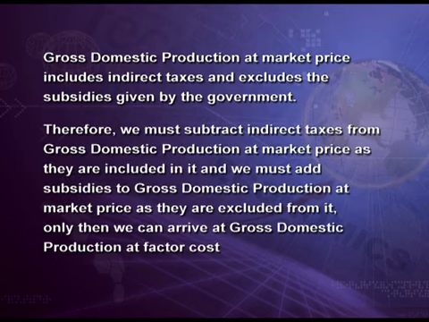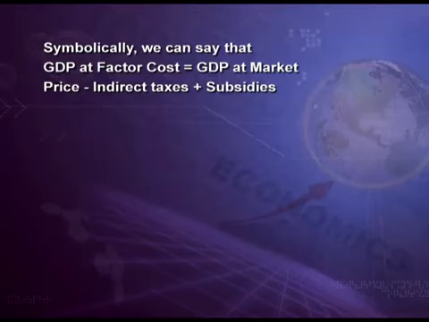Therefore, we must subtract indirect taxes from gross domestic product at market price as they are included in it, and we must add subsidies to gross domestic product at market price as they are excluded from it. Only then can we arrive at gross domestic product at factor cost. Symbolically, we can say that GDP at factor cost is equal to GDP at market price minus indirect taxes plus subsidies.